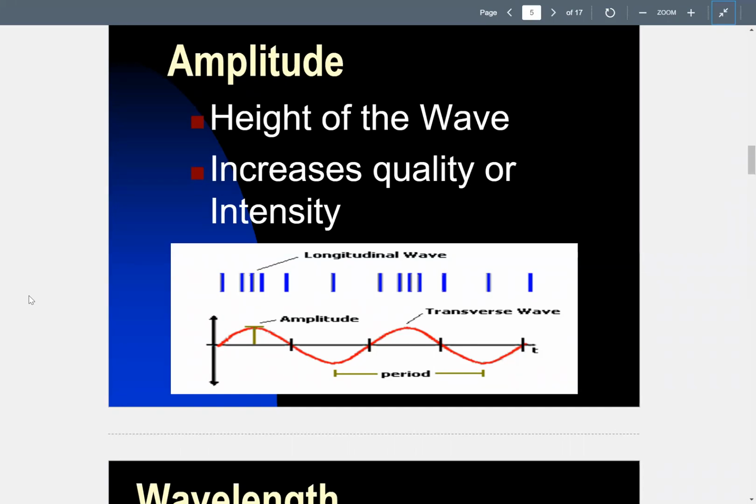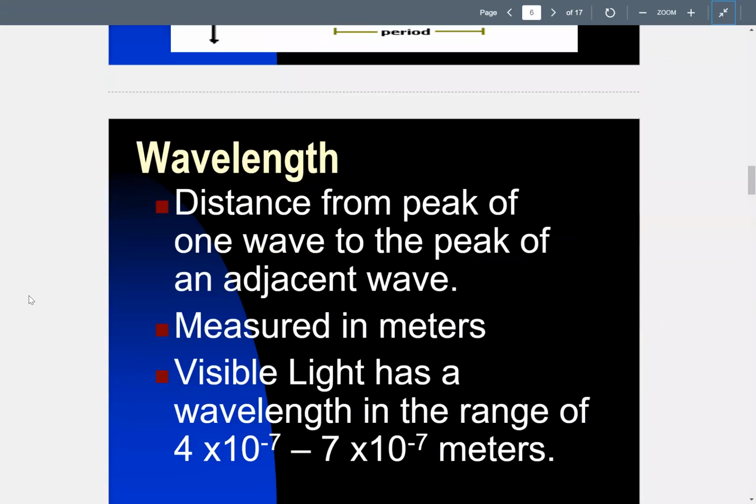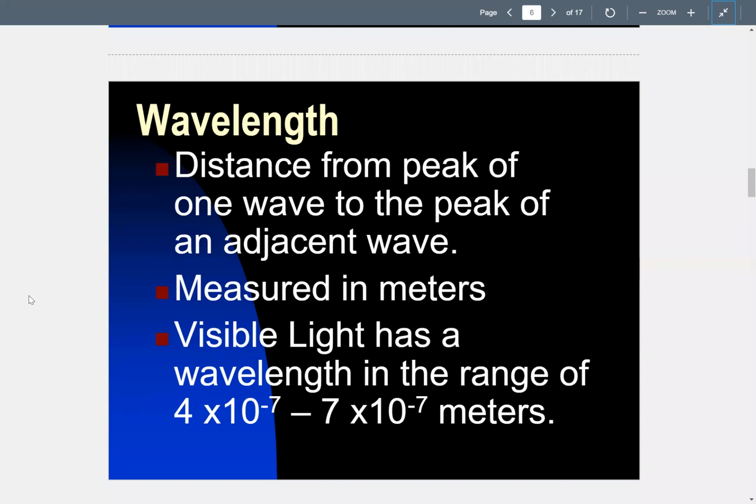For sound, amplitude is volume. When you think about speakers, when you are increasing the volume, all you're doing is increasing how much the speaker vibrates back and forth. This causes the height of the compression of the longitudinal wave to basically get bigger. So the height gets bigger. But it doesn't really have much bearing on light other than brightness. So what's more important is what we call wavelength.